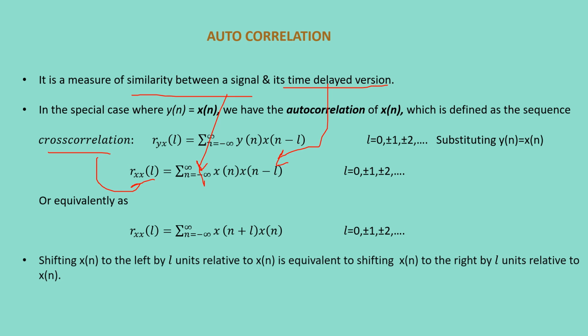This procedure involves sliding the time shifted version, which is x of n minus L, upon x of n at every interval. We shift the given signal by one sample. Now we overlap, then we perform multiplication, and then we add from sigma n equal to minus infinity to infinity.